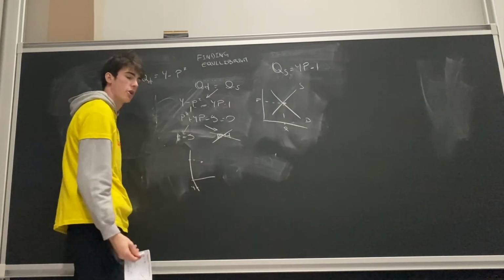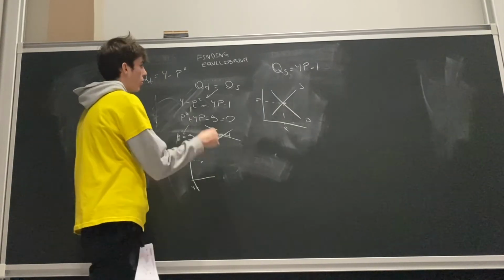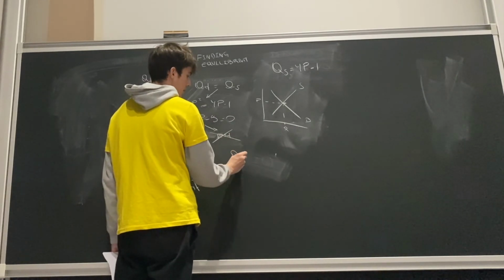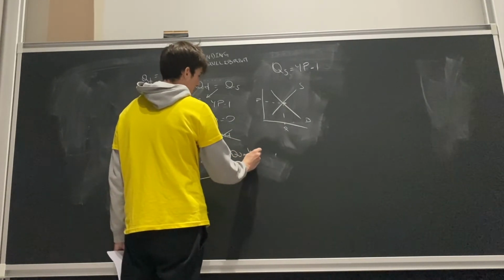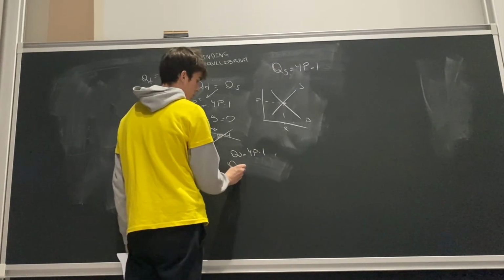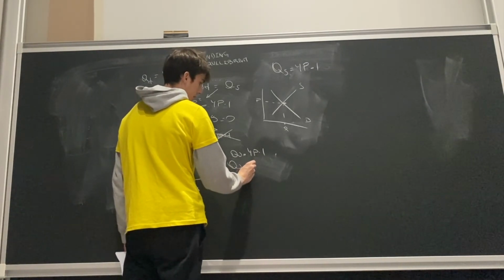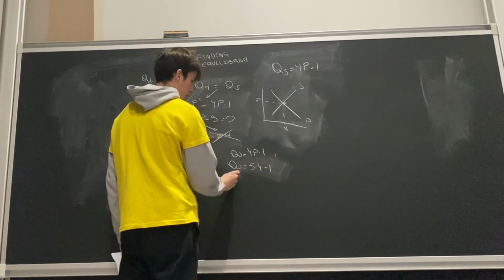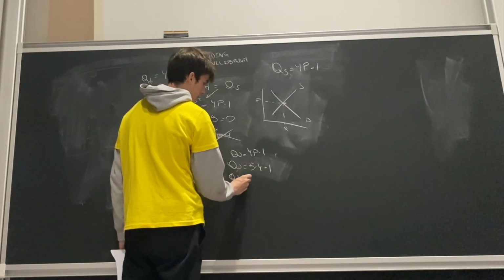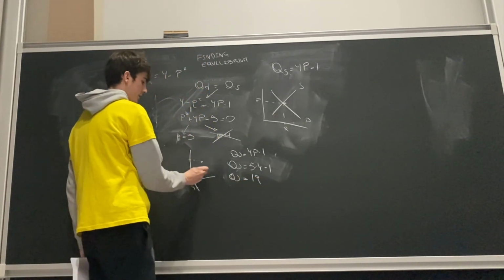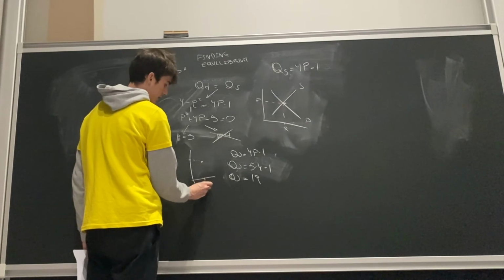And then we have to calculate our equilibrium quantity. What we would do is just go back to one of the functions. So for quantity supplied, QS is equal to 4P minus 1. And just plug in the price we got. So in this case it would be QS equals 4 times 5 minus 1. And eventually we get quantity supplied is equal to 19. Therefore, we have the price is 5 and quantity is 19.